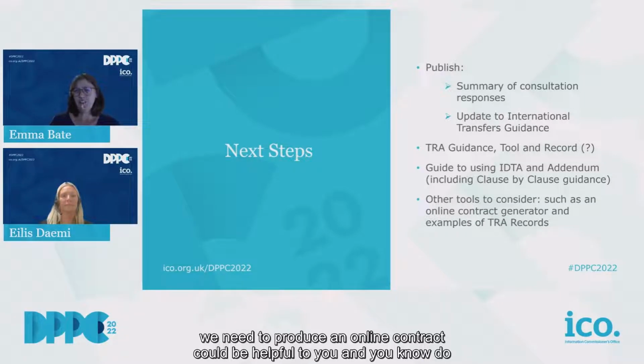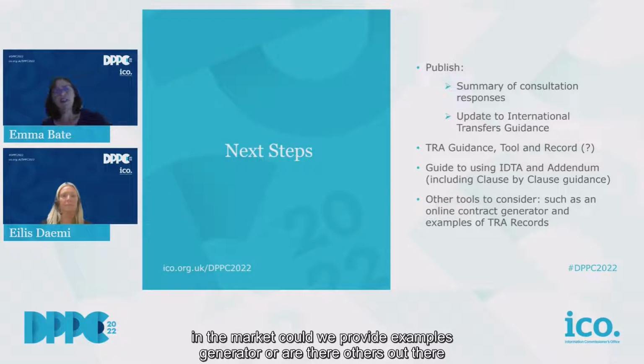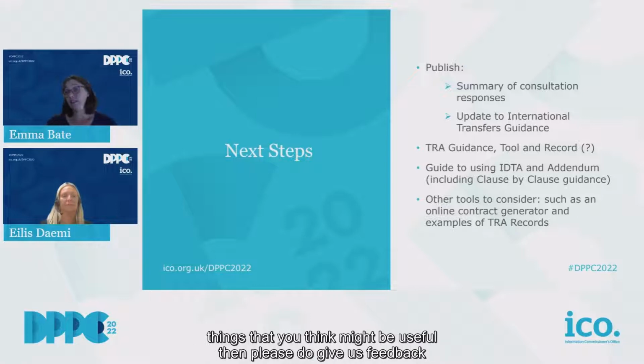Do we need to produce an online contract generator, or are there others out there in the market? Could we provide examples of TRA records? And if there are things that you think might be useful, then please do give us feedback on that.